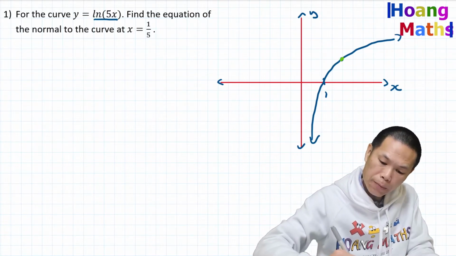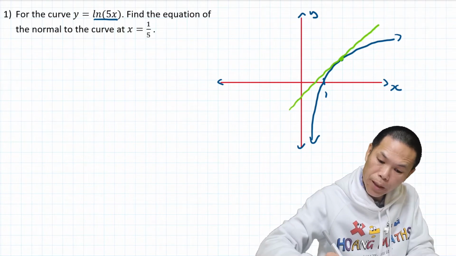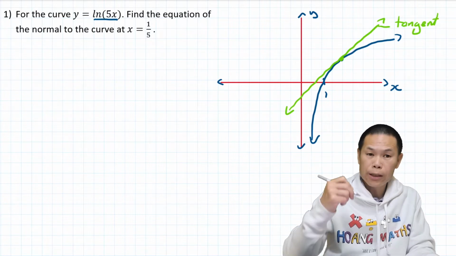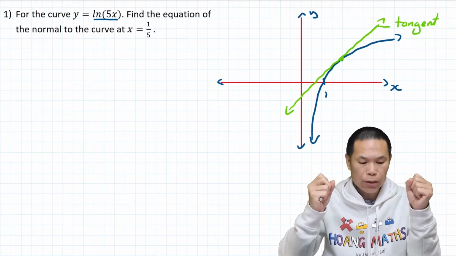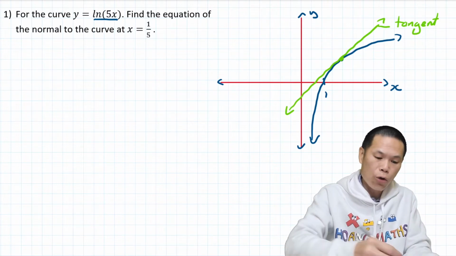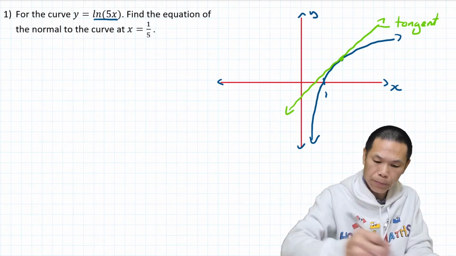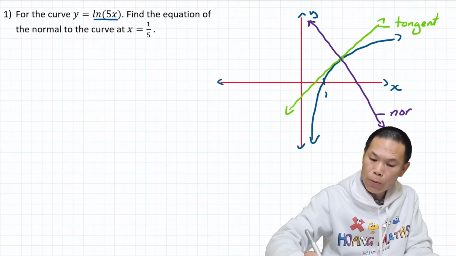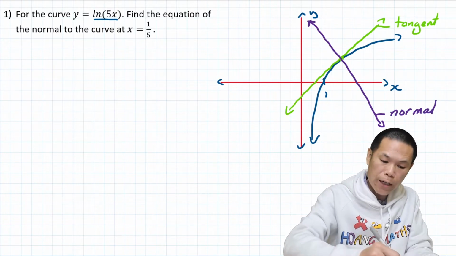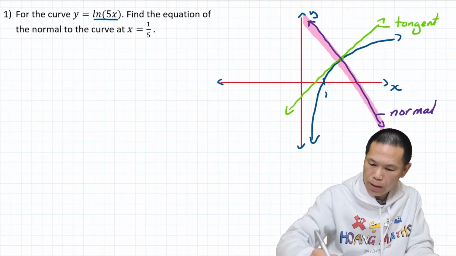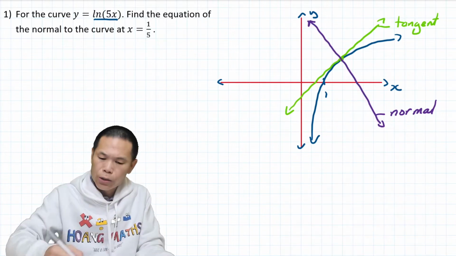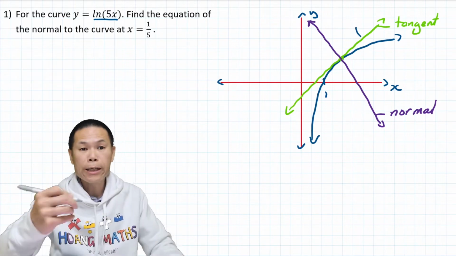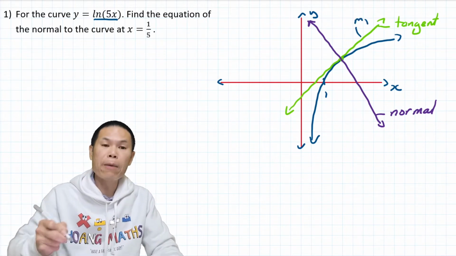And this line here is the tangent. So this is the tangent, and the question is asking us to find the normal. So the normal is this line here. So this is the normal, and we need to find this equation here. To do this, the first step is we need to find this gradient first. Let's name this m1.